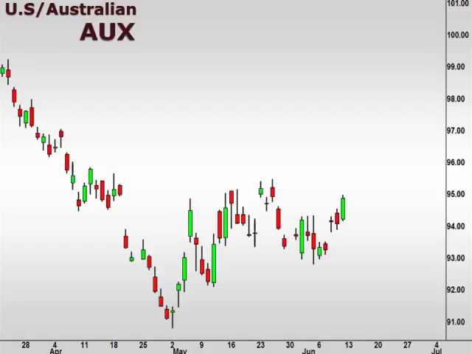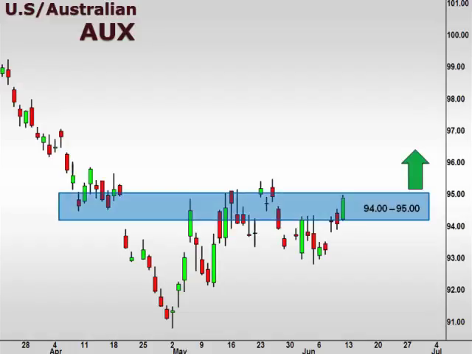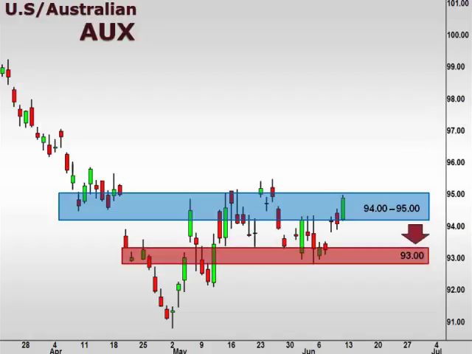Let's take a look at the AUX, the U.S. versus the Australian dollar. Well, the AUX is currently testing a significant resistance level, and a break above 95 should signal a continuation to the upside. A break below 94 is likely to retest this 93 support.